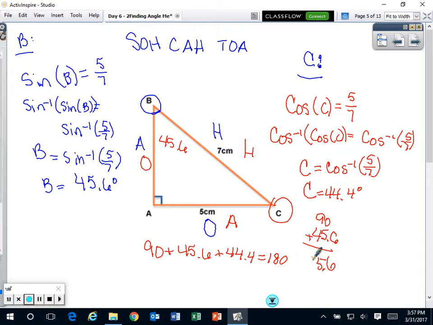and we get 135.6, and then subtract that from 180. Remember how all three angles add up to be 180, so we can do this. So 135.6, when I do that and I subtract, I get 44.4, and that tells me my other missing angle.